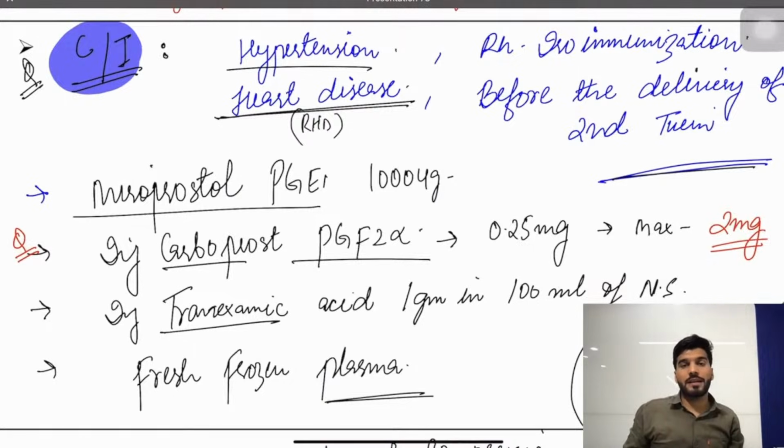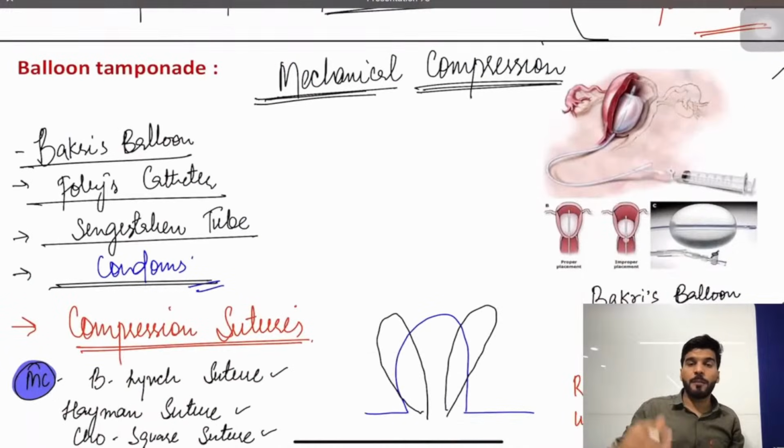Misoprostol, prostaglandin E1, we can give 1000 micrograms. We can give carboprost, which is PGF2 alpha, 0.25 mg, maximum 2 mg can be given. Tranexamic acid or fresh frozen plasma if there is a thrombin deficiency. If the medical management has failed, we go for mechanical compression with Bakri balloon, Foley's catheter, Sengstaken tube and condoms. Remove the Bakri balloon once the bleeding has stopped, after 12 hours.